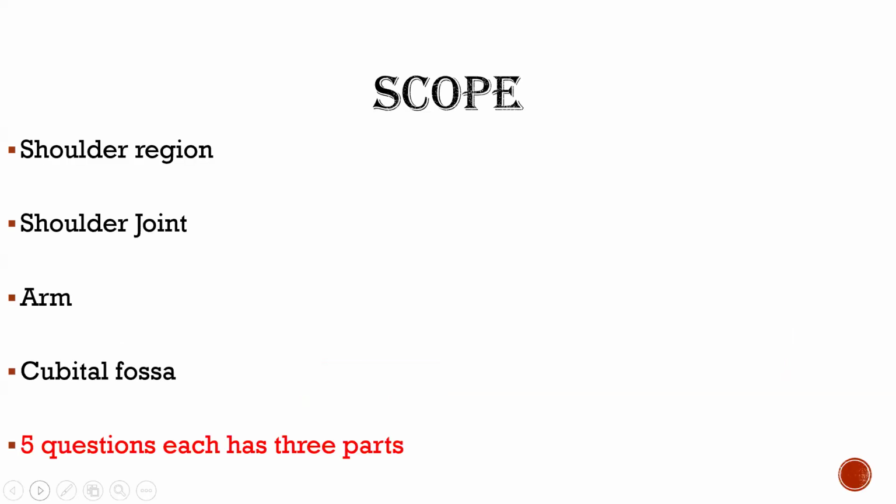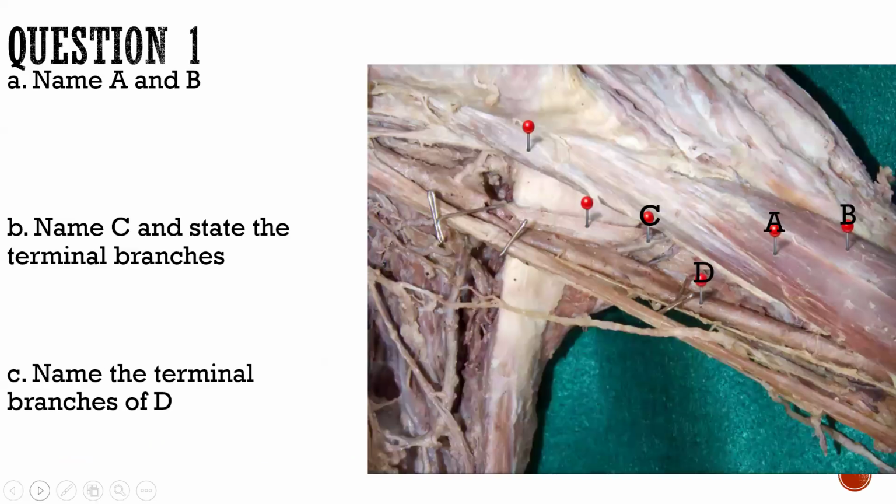For this session, we shall be discussing the shoulder region, the shoulder joint, the arm, and the cubital fossa. 5 questions, each has 3 parts. First question. Now, this question is testing your knowledge of the proximal arm regarding the neurovascular structures and also the muscular structures which are found in the proximal part of the arm just after the axilla.